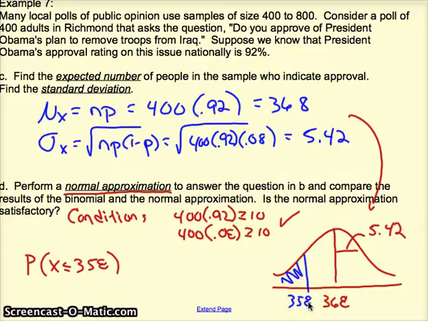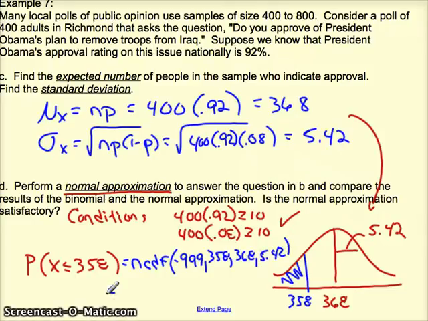Right? Your work includes a normal curve showing mean and standard deviation. We've got a probability statement. Now I can use calculator speak if I'd like. From something very small, you could use 0 in this case because it's practical, or if you just like being consistent, you could use -999, to 358, where the mean is 368, and the standard deviation is 5.42. And if you do that math, you would get 0.0329.